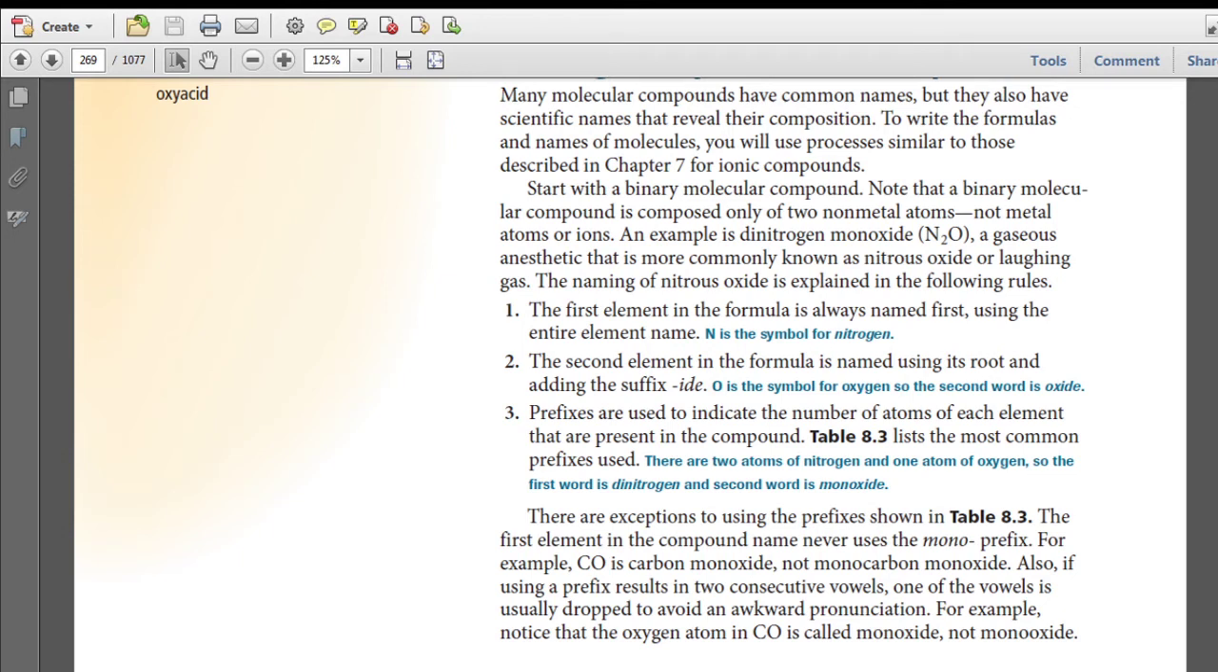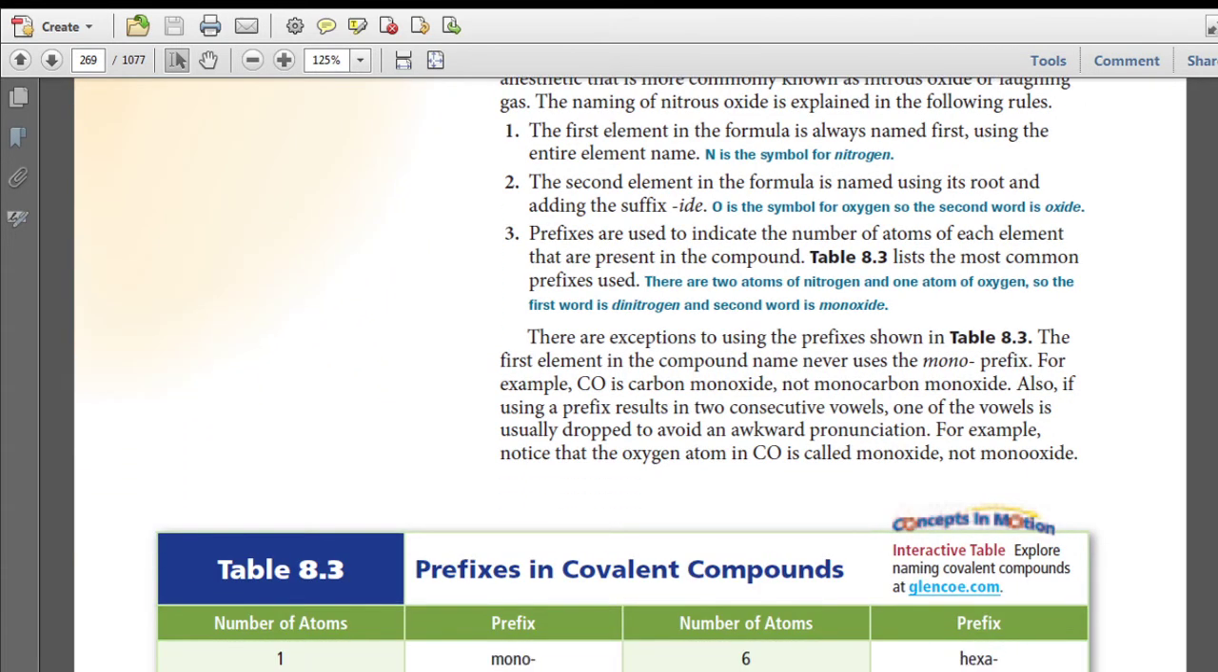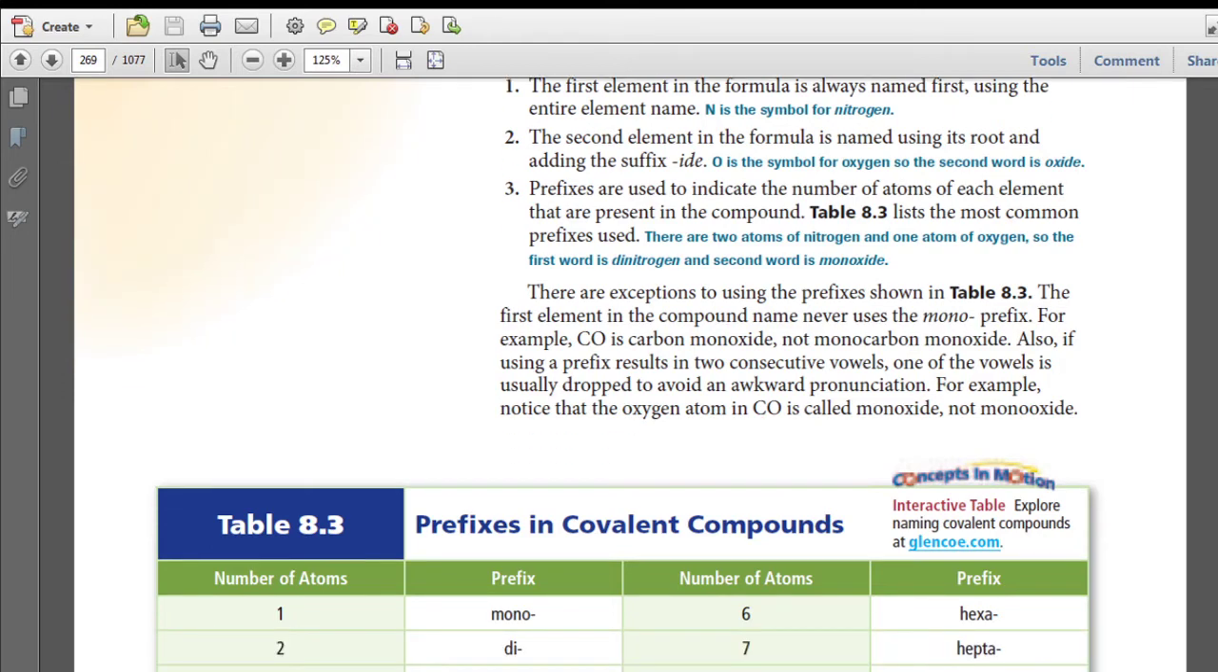Prefixes are used to indicate the number of atoms of each element that are present in the compound. Table 8.3 lists the most common prefixes used. There are 2 atoms of nitrogen and 1 atom of oxygen. So the first word is dinitrogen and the second word is monoxide.